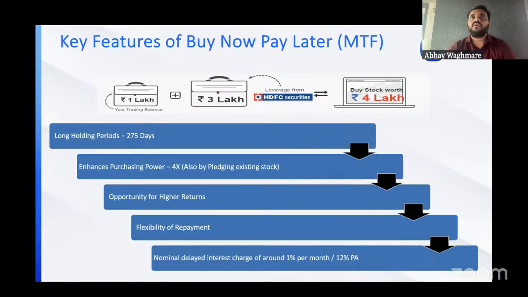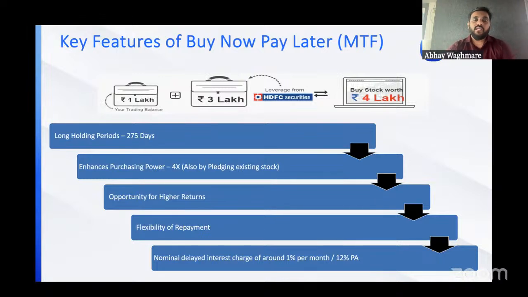300 rupees or something. No, that will come around 100 rupees. Yeah, so 100 rupees per day. So 10 days का 1,000 rupees. So वो 1,000 ही आपको चार्ज होगा. We won't be charging you 3,000. So flexibility of repayment. Long holding periods up to 275 days.